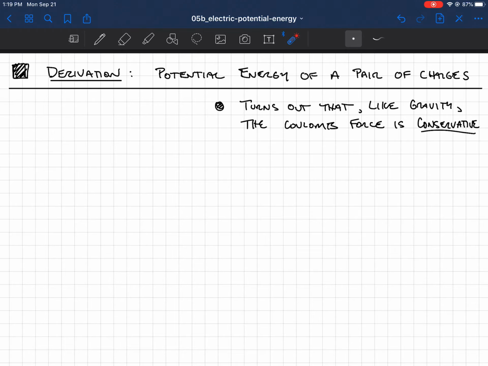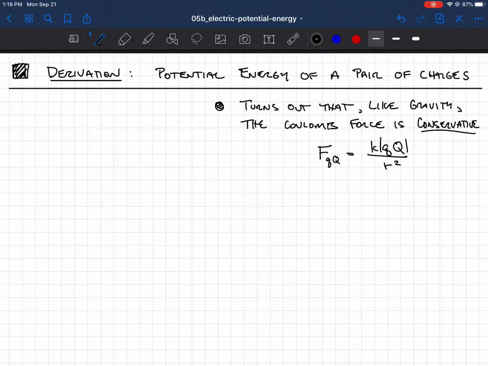So let's apply this to determine the potential energy for a pair of charges. And what we mean by that is a potential energy associated to the Coulomb force. It turns out that that force, which you know looks a lot like the gravitational force, is also a conservative force, just like gravity. Coulomb force, remember, is F_Qq equal to k |Q||q| over r squared, which of course looks just like the gravitational force with sort of a change in constants and replacing charges with mass. So it's not surprising that they would be similar in that way.